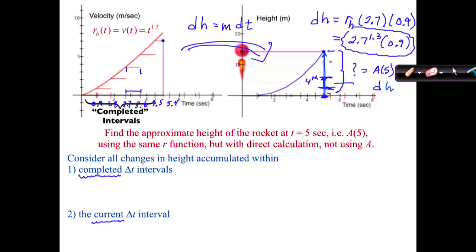So those are completed intervals. Right? And that's the current interval. Important language here, so try to remember that. Full intervals that have already gone by, that have already seen their full accumulation for each of those intervals, we're going to call those completed intervals. And then there's a current interval. That's where the current value of t is.